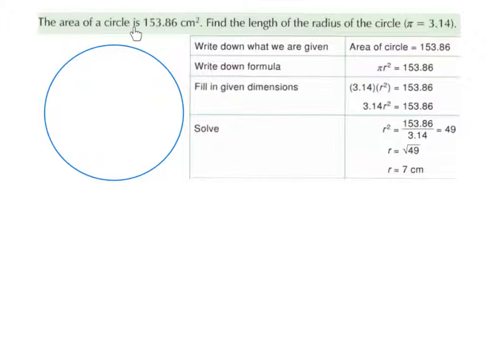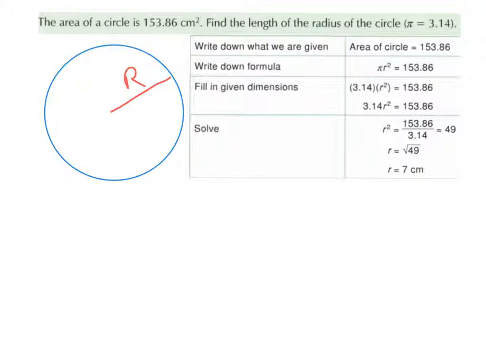The area of a circle is 153.86 centimeters squared. Find the length of the radius of the circle when pi is 3.14. So the radius of a circle goes from the center to the edge. It's the distance from the center to the edge. So we're trying to find this distance. We're trying to find r, the radius.